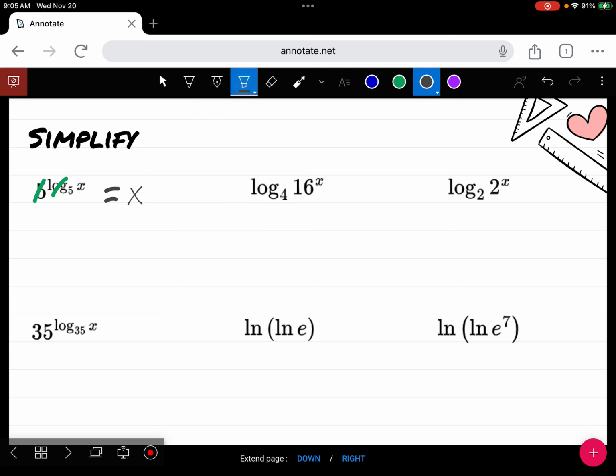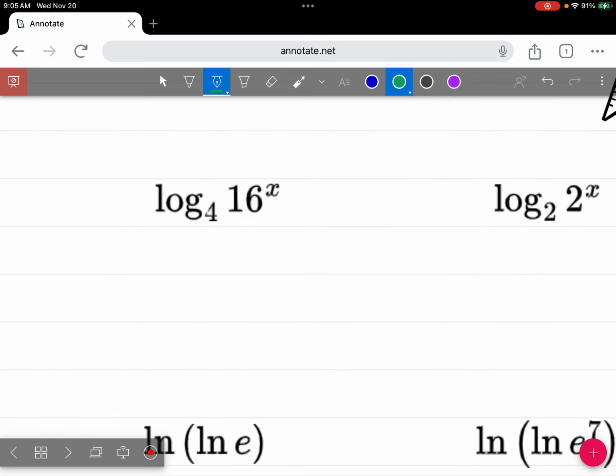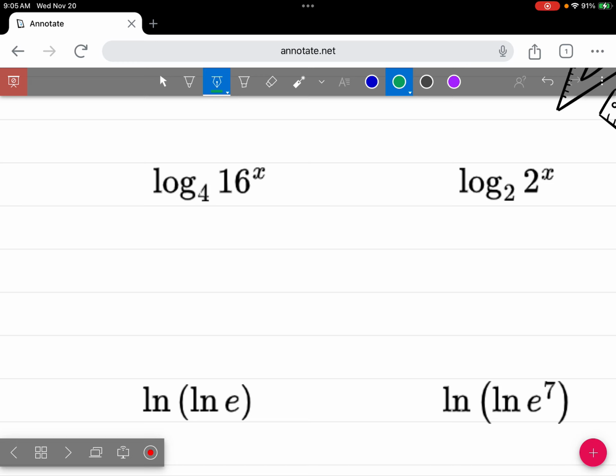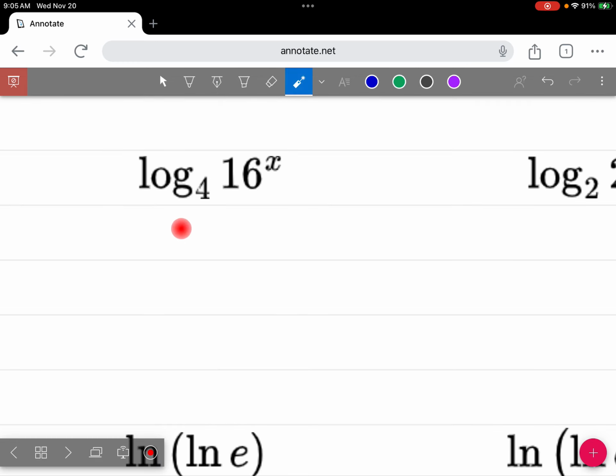So since the base of my exponential and the base of my log are the same, they can cancel out. We can only do that when they have that same base, though. So on the next one, what could I do here to be able to cancel out the base of my log and my exponential?